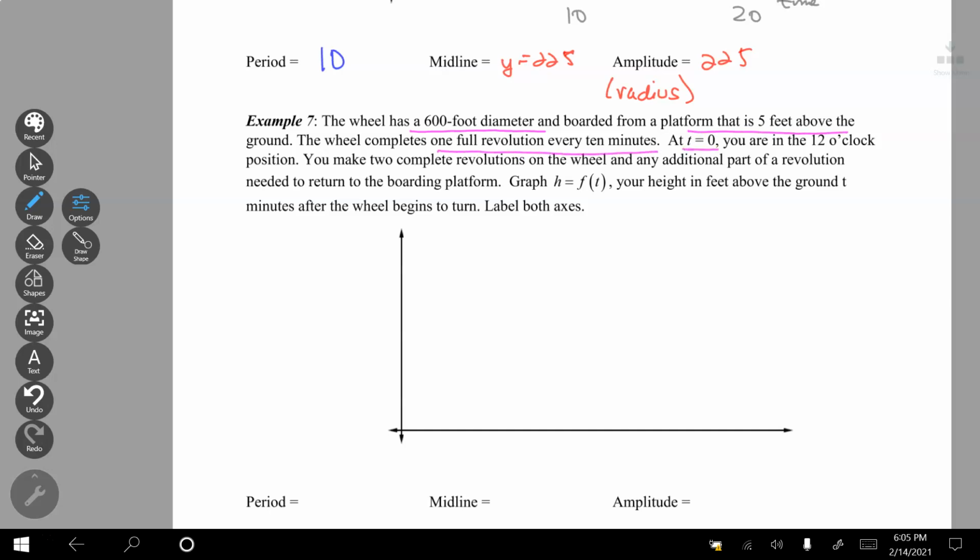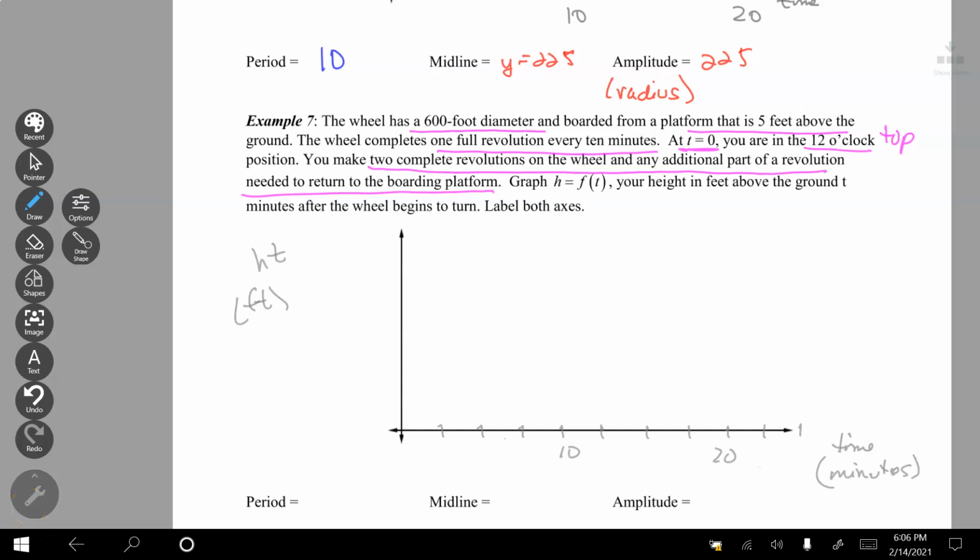And when you start your watch, you're not going to start it when you first get on. You're going to start your watch at t equals 0 when you're in the 12 o'clock position, at the top of the Ferris wheel. You're going to make 2 full revolutions, and you have to come back to the boarding platform. You can't jump off the top. You're not jumping from 600 feet. So I'm going to mark the x and y axis to show you what we need.